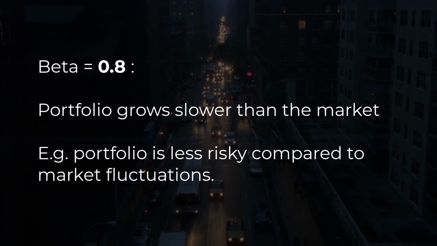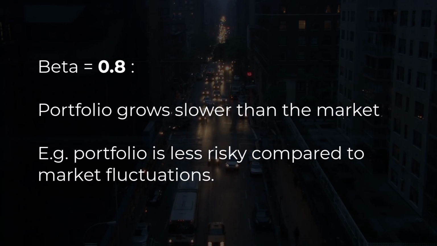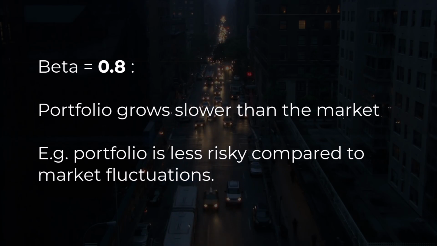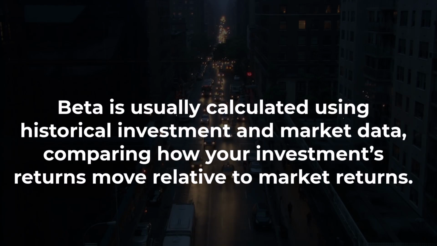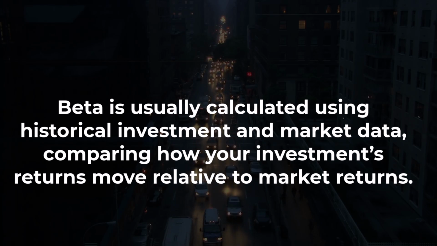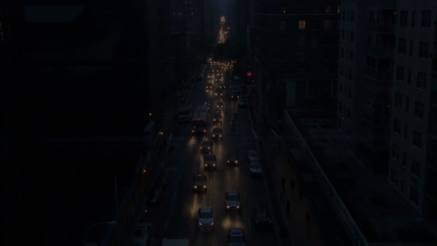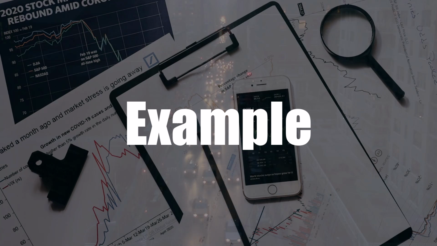A beta less than 1 means that your investment moves less than the market. It's less risky compared to the market fluctuations. Now, beta is usually calculated using historical investment and market data, comparing how your investment's returns move relative to the market returns. Let's illustrate this with 2 examples.